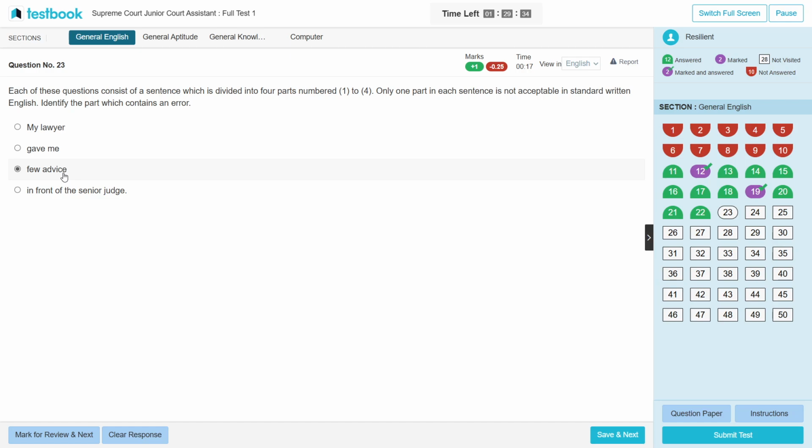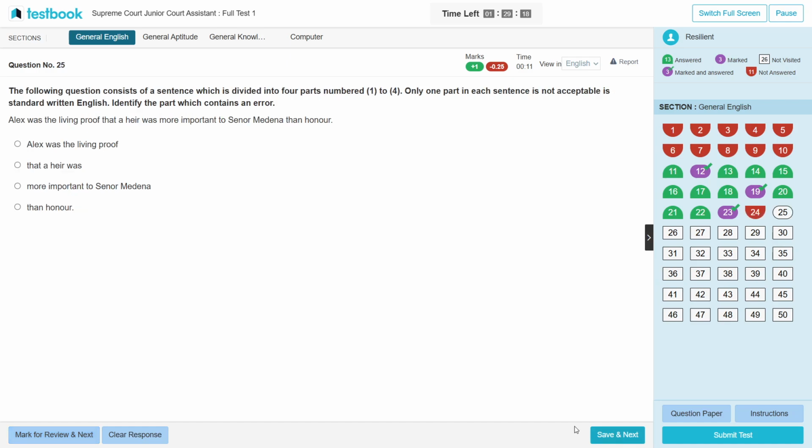A few advice in front of the senior judge. More important, the car was not damaged in this. Was not damaged in the accident. Alex was the living proof. Data here was more important to a senior. Here was more important to senior.